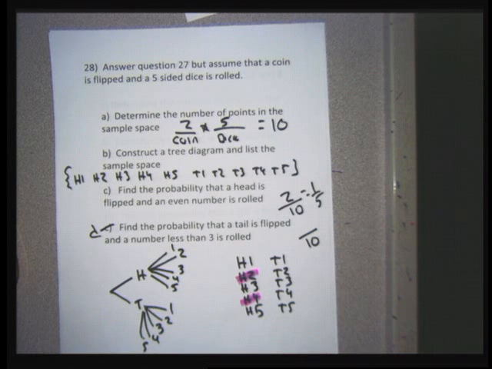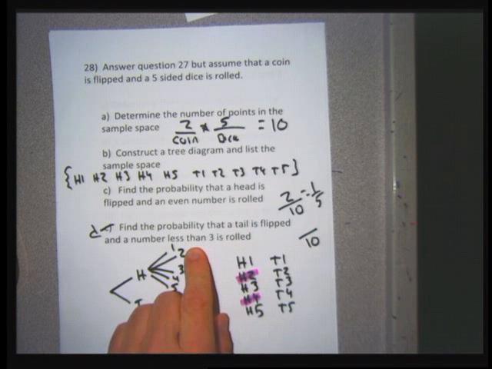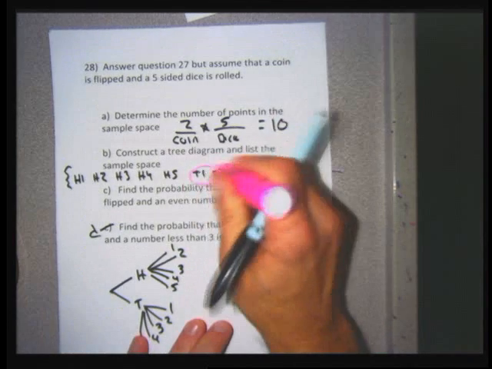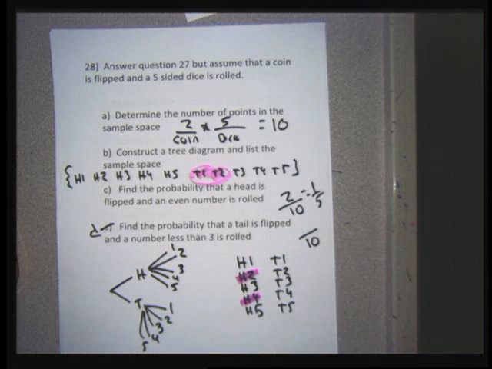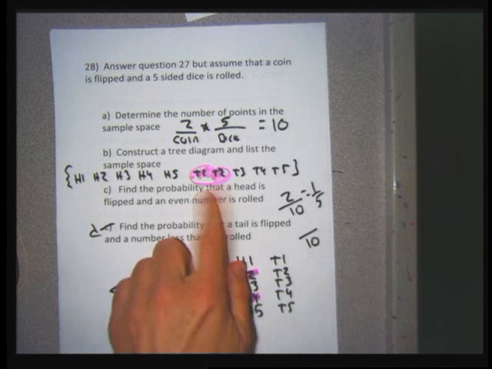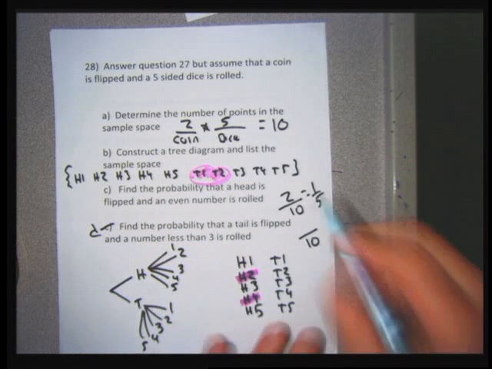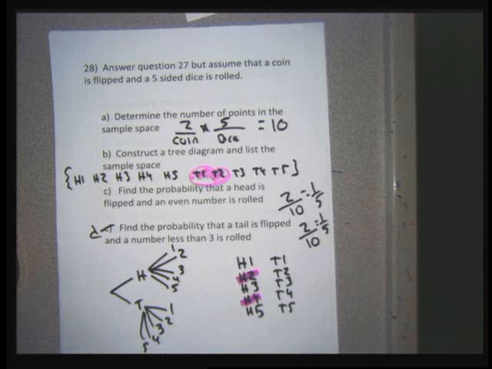My last part, I need a tail and a number less than 3. Numbers less than 3 are 1 and 2. So for part D, those are the things that I'm going to count. They have a tail and they have a number less than 3. I'm not going to count a tail and a 3 because a 3 isn't less than 3. So this also has a probability of 2 in 10, which now reduces to 1 in 5.